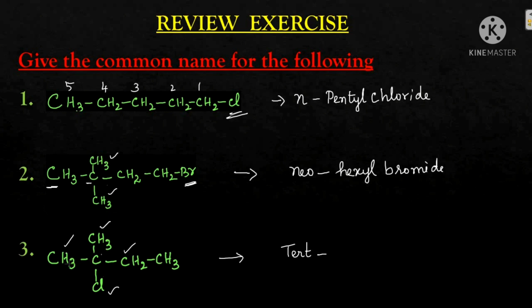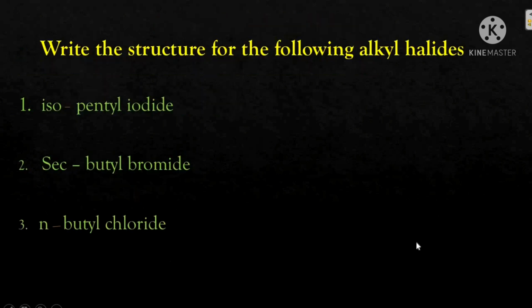How many carbon atoms are here? 1, 2, 3, 4, 5. So 5 carbon atoms means it is pentane. So the corresponding alkyl group is pentyl. So tertiary pentyl chloride. Understood, students? We shall see the next set of questions now.